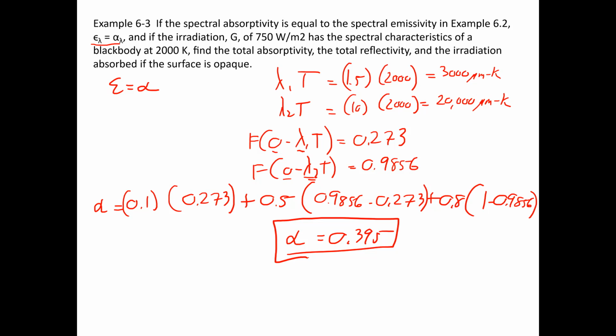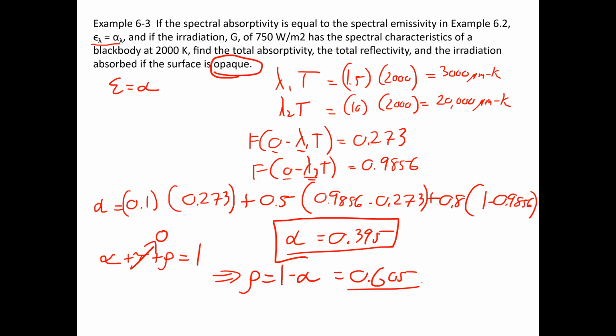The next part is asking to find the total reflectivity. From the prior slide, absorptivity plus transmissivity plus reflectivity equals 1. Since the surface is opaque, the transmissivity must be 0, resulting in the reflectivity being 1 minus the absorptivity, which in this case would be 0.605.